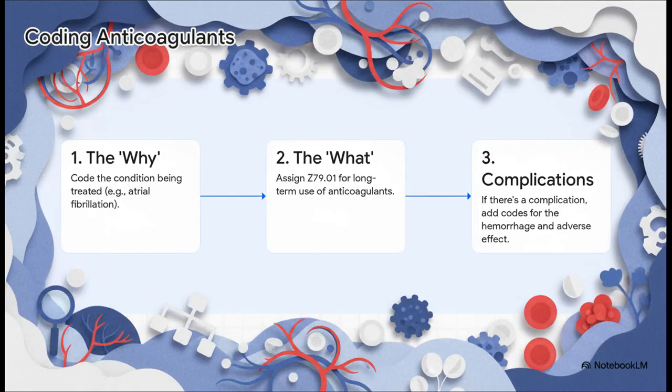So how in the world do you code for a patient who's on a blood thinner like warfarin? Well, it's actually a multi-step process. First, you have to code the reason they're on the drug in the first place, maybe something like atrial fibrillation. Second, you add a specific code that shows they are on long-term anticoagulant therapy. And third, if they have a complication like a bleed, you have to add codes for both the hemorrhage and for the adverse effect of the drug. Every single one of those pieces is vital to paint the complete clinical picture.